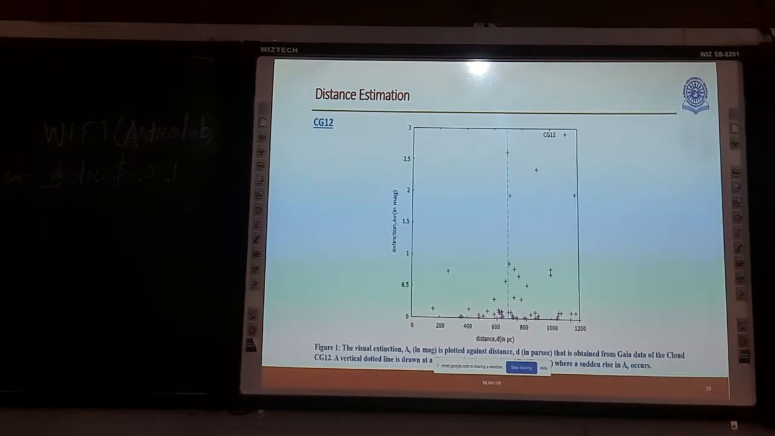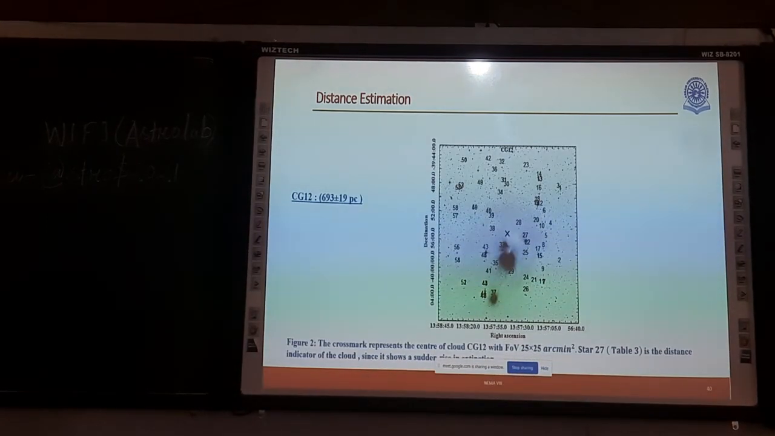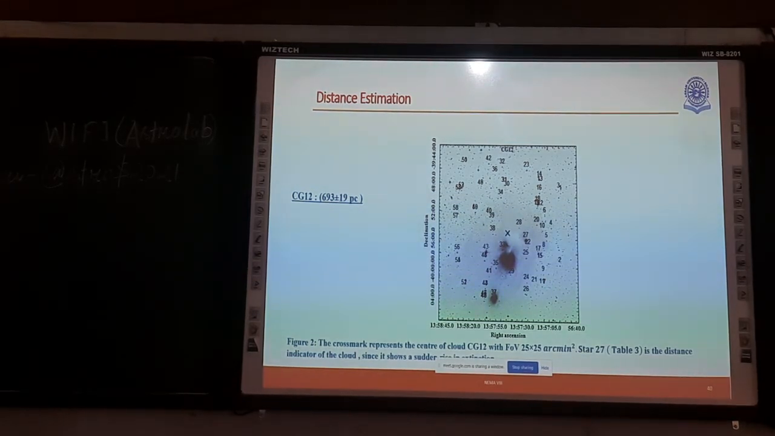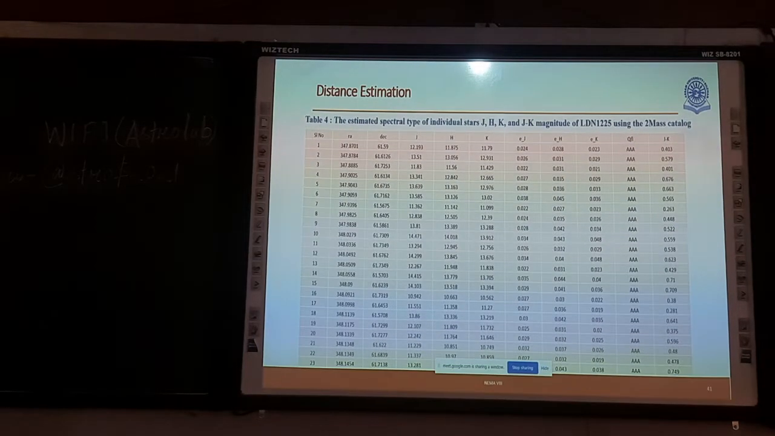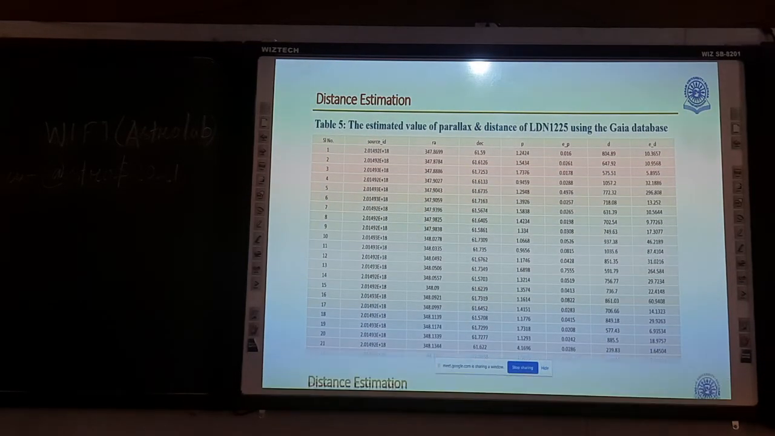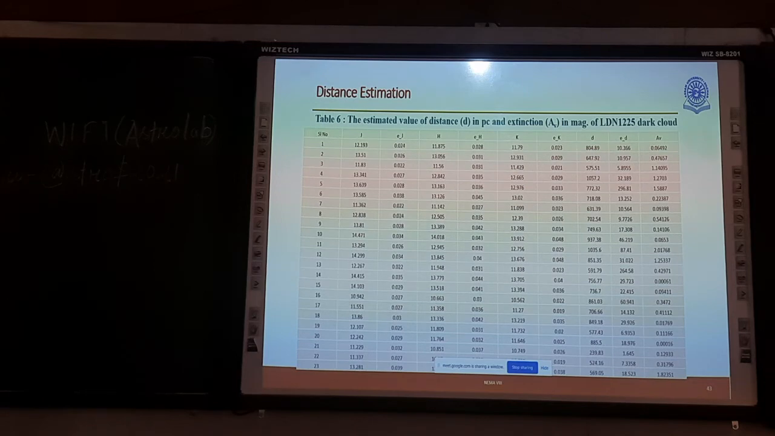And this is the ultimate picture. Here we have seen that the postmark indicates the center of the cloud, and star number 27 is the distance indicator of the cloud, because in that particular region the extinction occurs. And this is the CG12. In a similar fashion, this is for LDN, and this is the cutoff base for LDN.